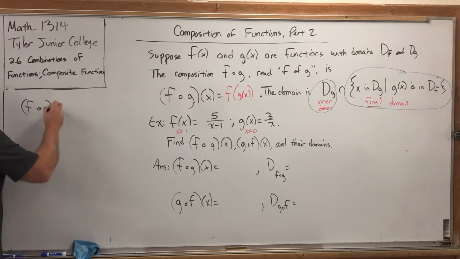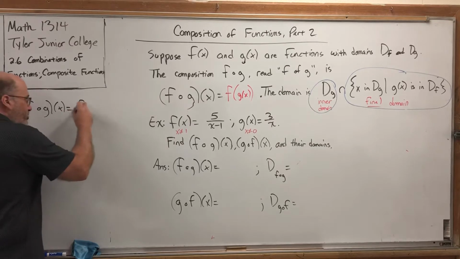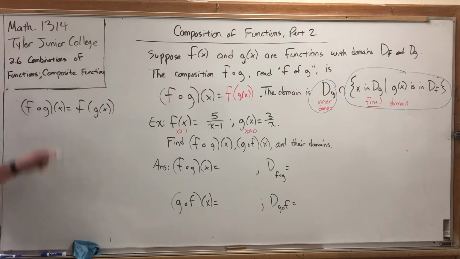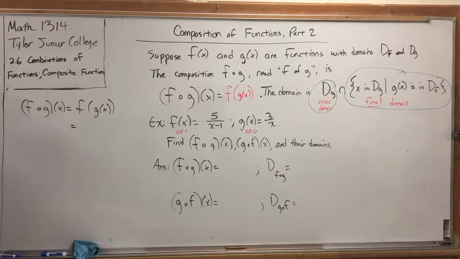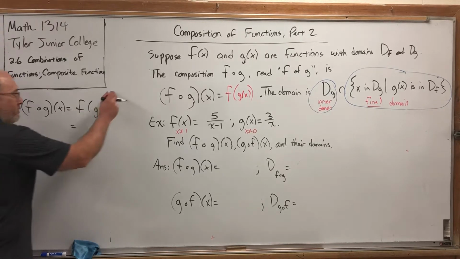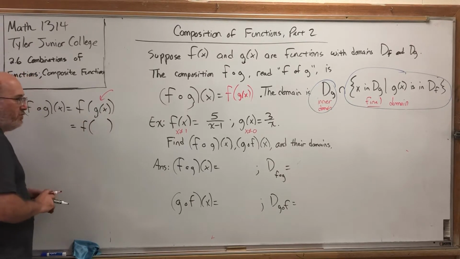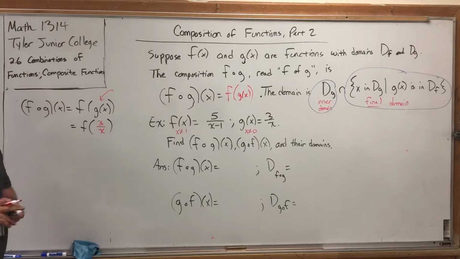For f of g of x, by definition, this is f of g of x. And it just dawned on me that in the previous video, I didn't point out how to fast forward past the two steps. Maybe I'll remember this time. To start setting up the function, go to the inside and replace it with what it equals. In this case, g of x is equal to 3 over x. So let's replace that with 3 over x. We'll write it in red for contrast. If you're colorblind, my apologies, but this is red.